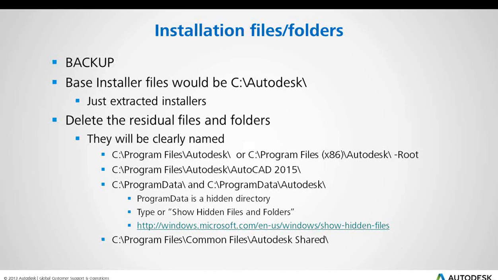You also want to look in C:\ProgramData. Now, ProgramData is a hidden folder, so you're not going to see it by default in Windows. So you can either type in the full path to it: just click the start button, and in the search box there type in C:\ProgramData and that'll bring up the folder. Or you can enable Windows to show hidden files and folders, and I have a link to the Microsoft page there that shows how to do that.